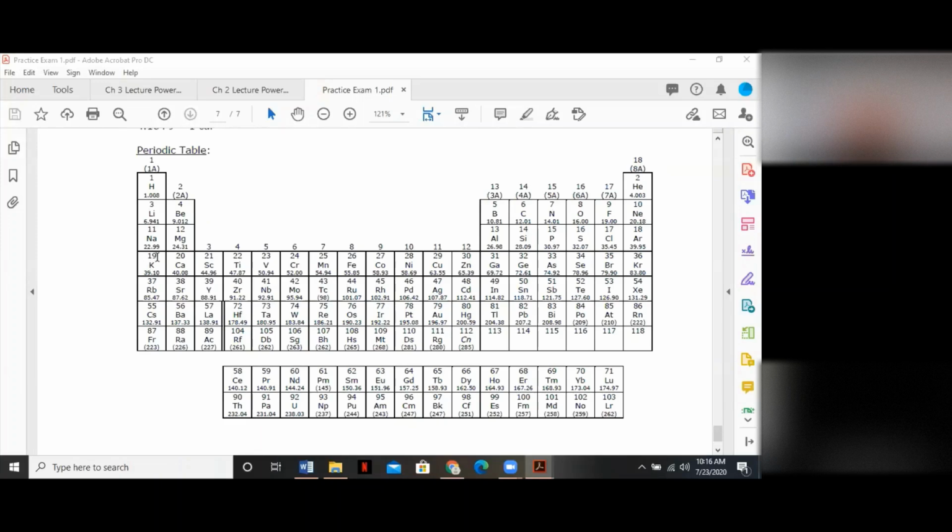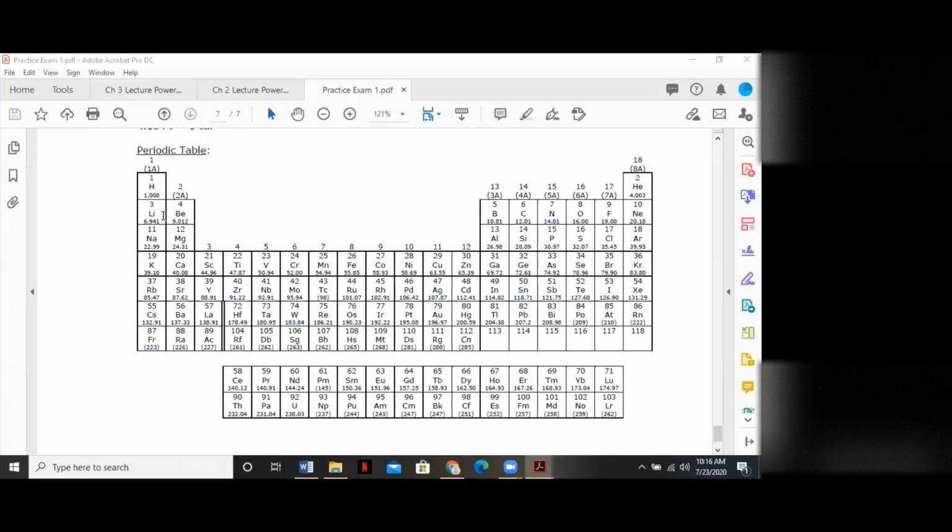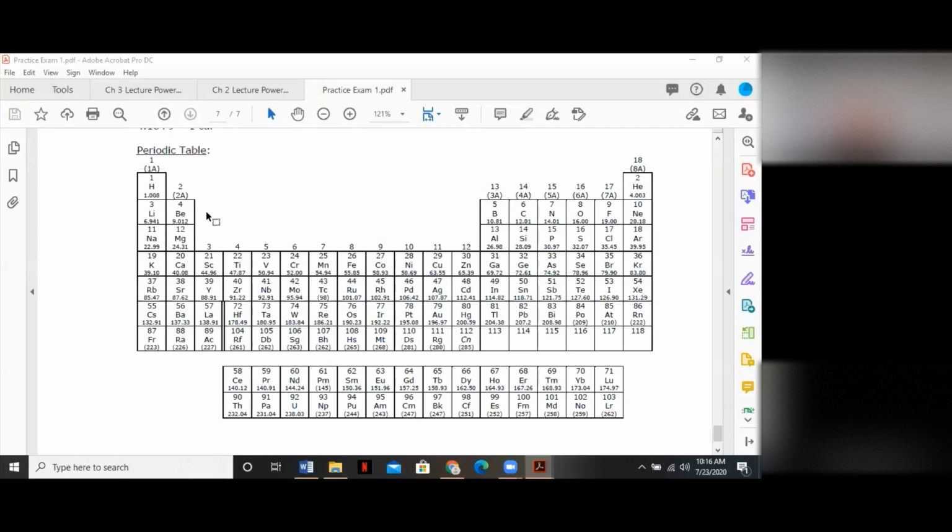And if the element is neutral, that number will always equal the number of electrons as well. So beryllium doesn't only have 4 protons, it also has 4 electrons. So the positive cancels out the negative, and that's why you have a neutral atom.